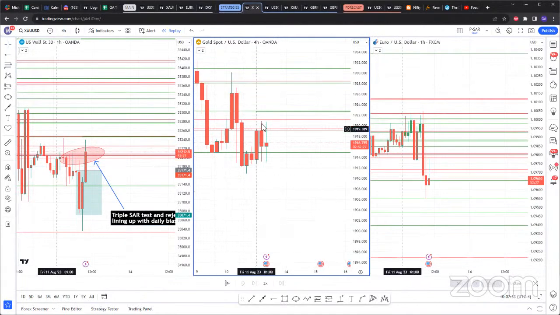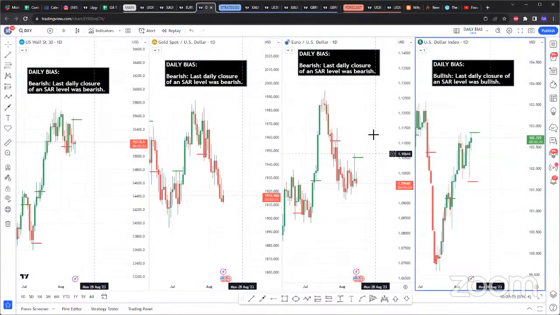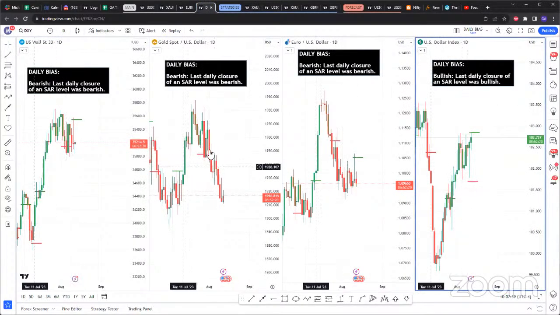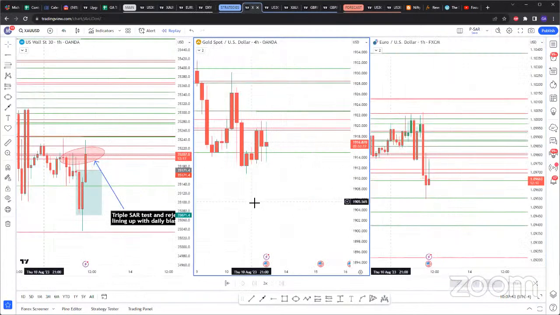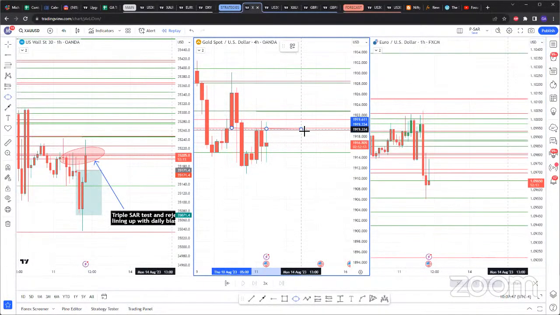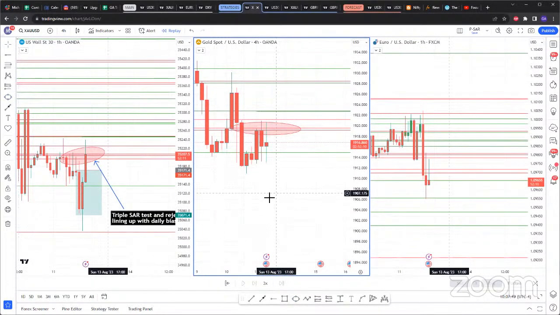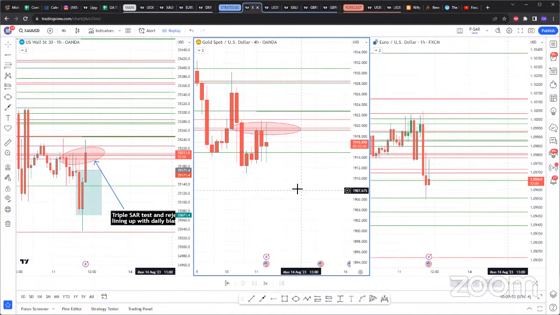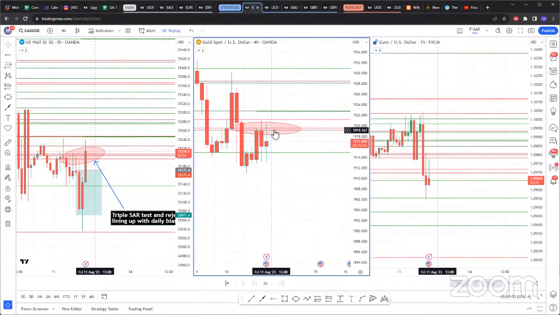But that's how it works, for example, right here. The daily time frame on gold, the daily bias is telling us, hey, we are still selling until we get a closure above a green SAR. I come down to the 4-hour. The 4-hour shows me a double SAR. So I just look for a test and rejection from there, and I go ahead and enter that.